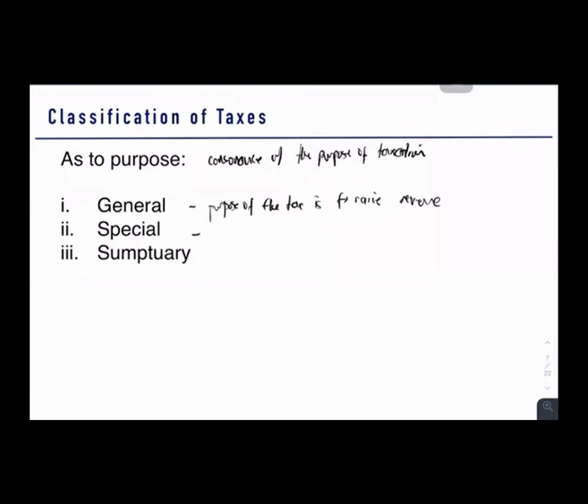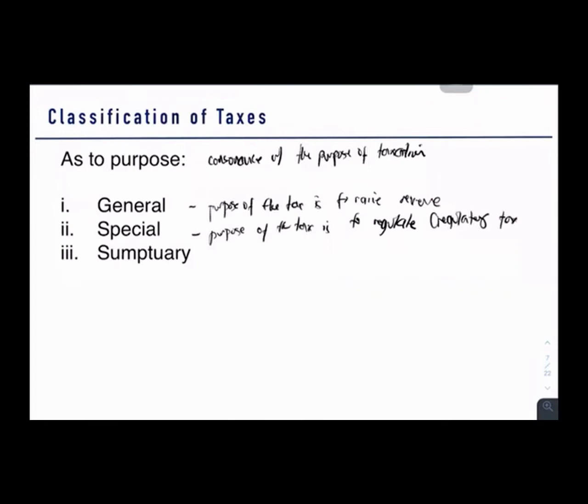First is to regulate. And the other purpose also is to achieve social objectives. Under special, we call this one a purpose, or the purpose of the tax is to regulate. So we say that a special tax is also a regulatory tax.